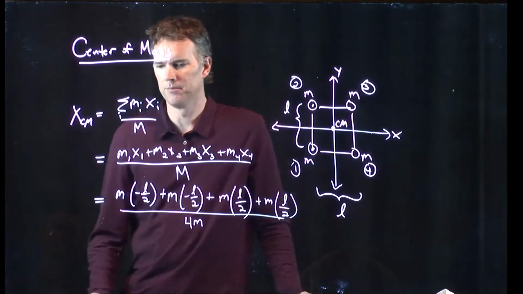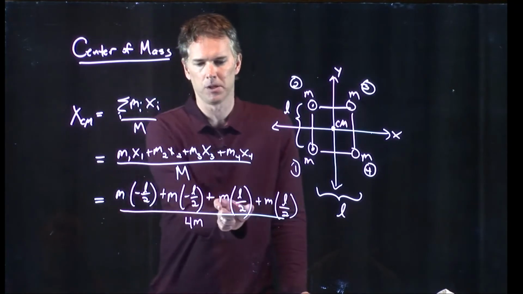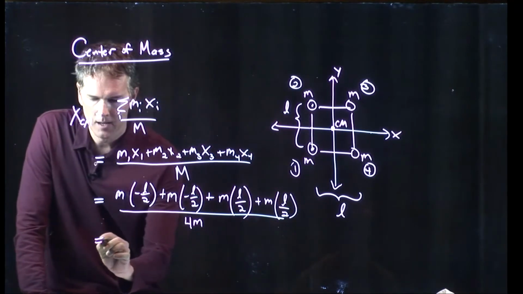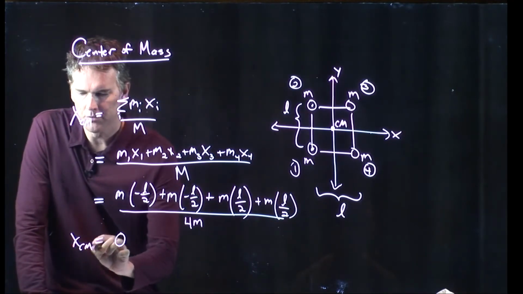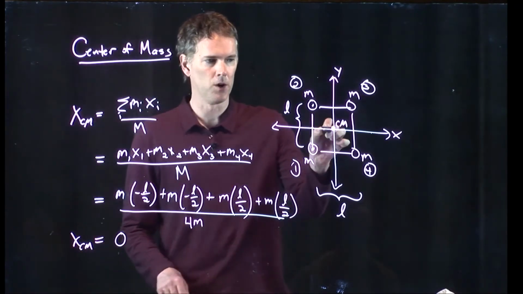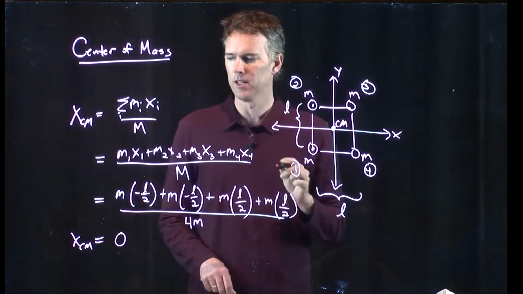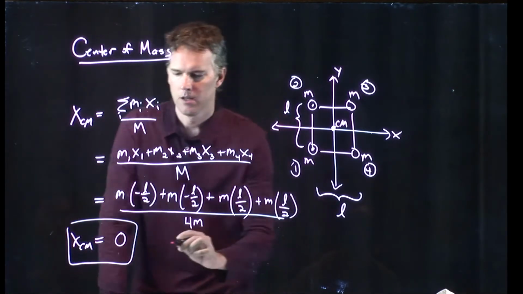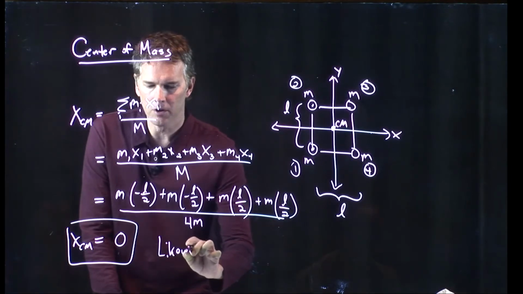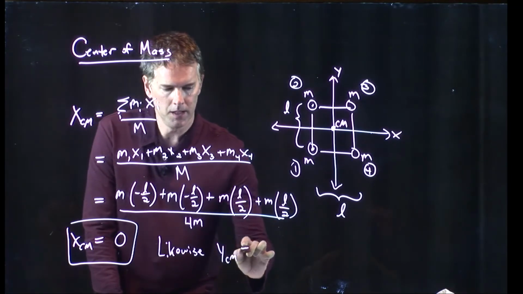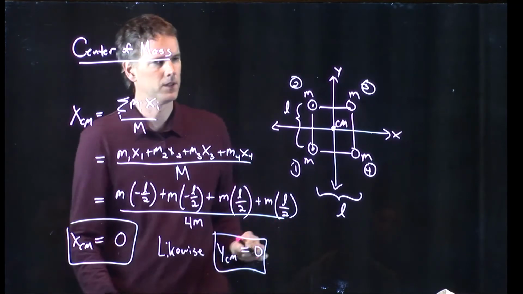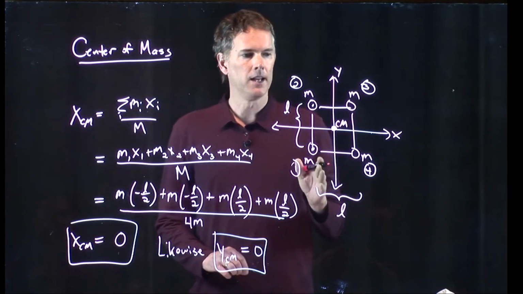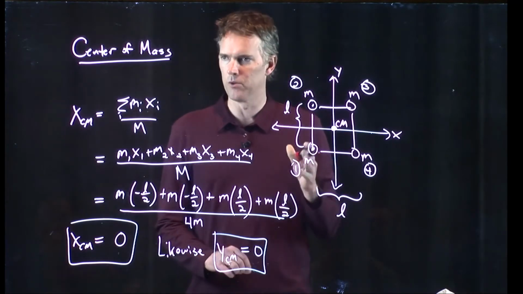And now you see what happens, right? We have a negative there that cancels with the positive there. We have a negative there that cancels with the positives there, and we get x_cm is equal to 0. So on our coordinate system, the x position of the center of mass is equal to 0. And by symmetry, you're going to get y_cm also equal to 0. Okay, so we were right. The center of mass is right in the middle of the system, and it is centered on our coordinate system that we drew.